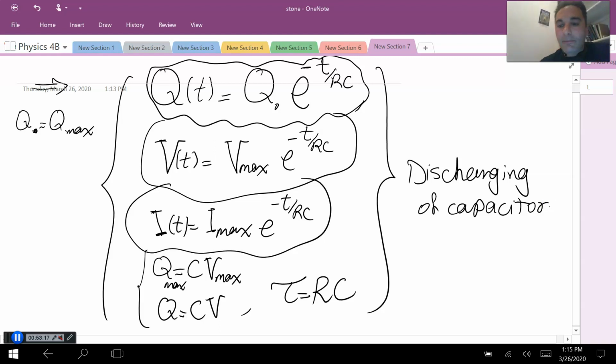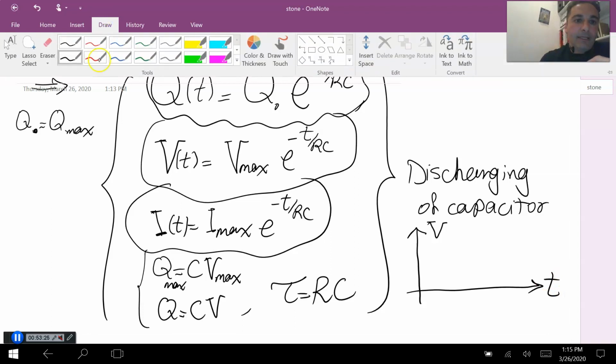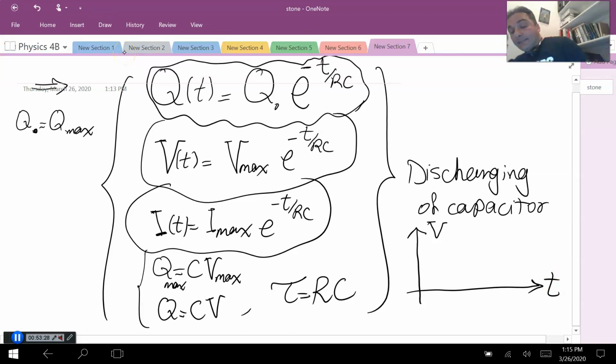When we discharge a capacitor, voltage versus time, guys, it's not linear. Look, we discharge it from Vmax and then it goes down exponentially with time, but never reaches zero. That's why we do have capacitors in the lab.